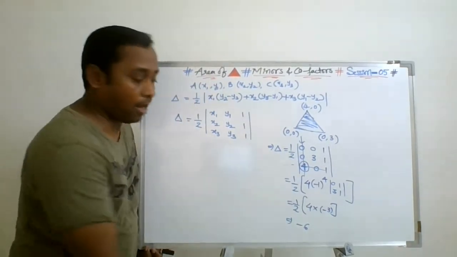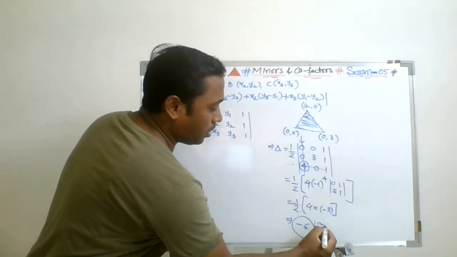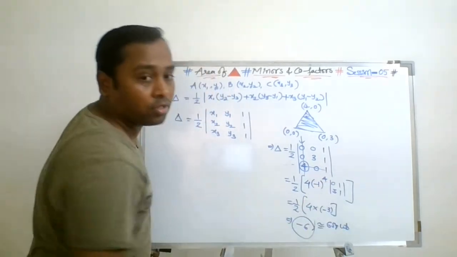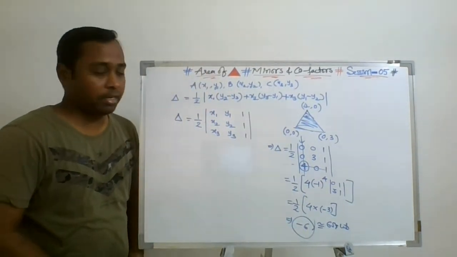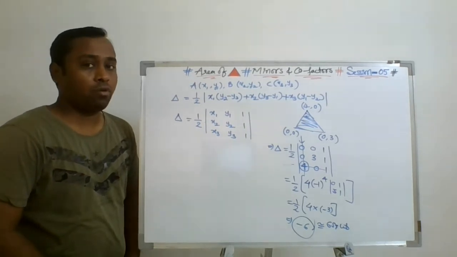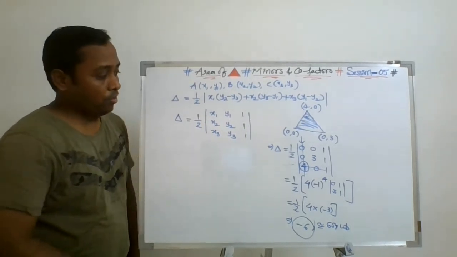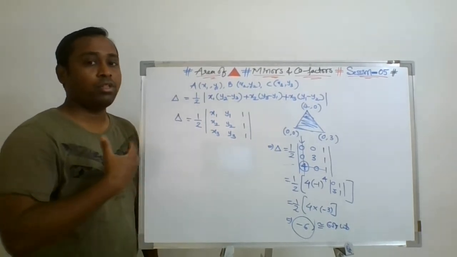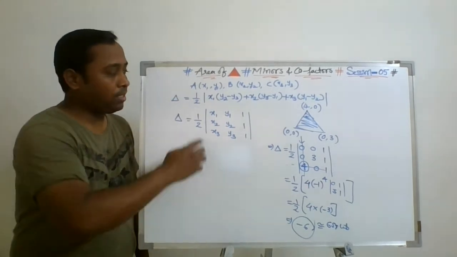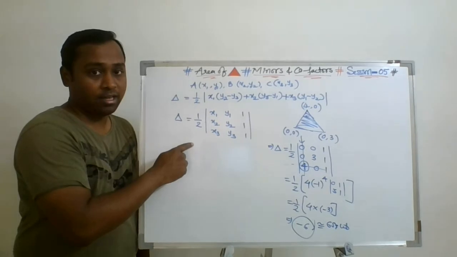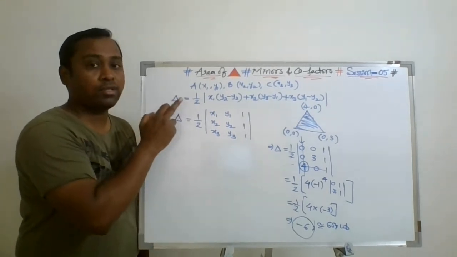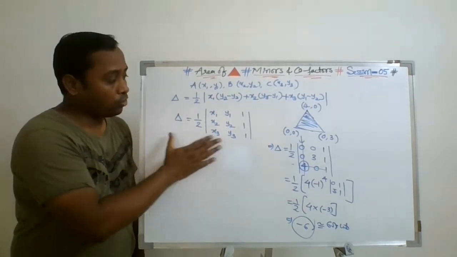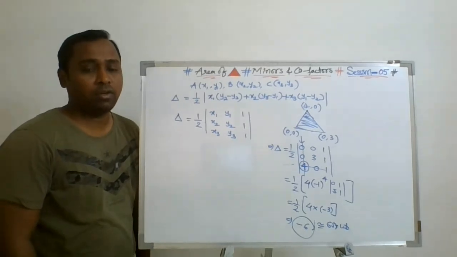But since it's an area, we write the answer as 6 square units. So this is the way to find the area of the triangle when you know the three coordinates of the vertices. We have simply tried to connect the previous formula of 10th standard with the current determinant concept. Basically this formula is derived from this only. So the regular formula can also be derived from the determinant concept. This is one small application of determinant.